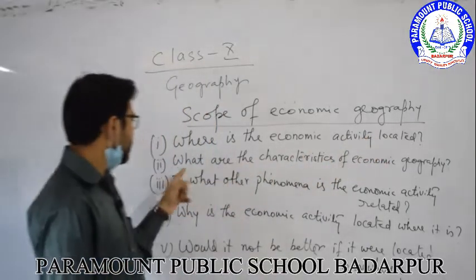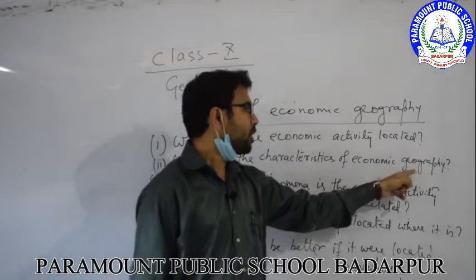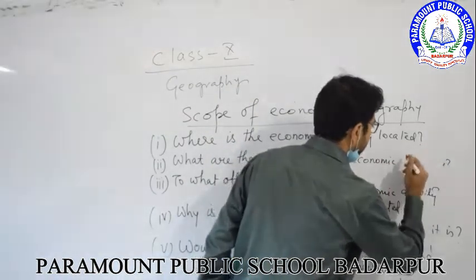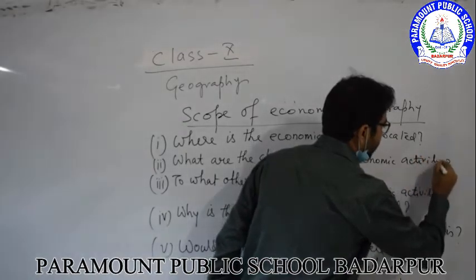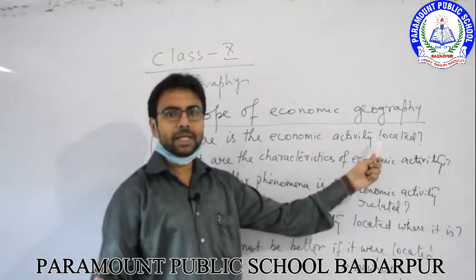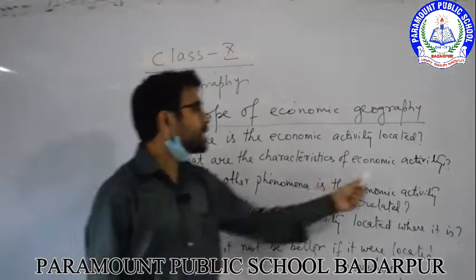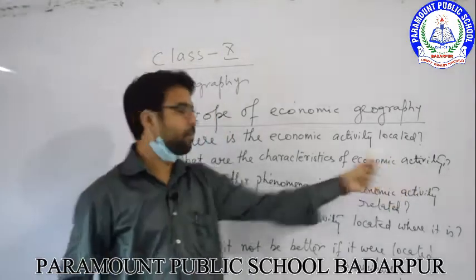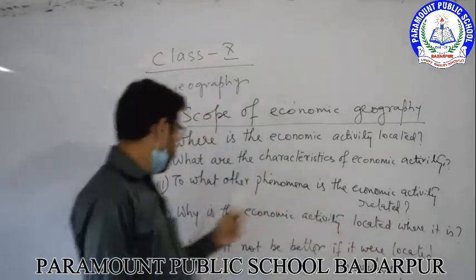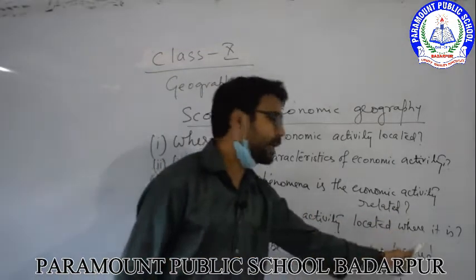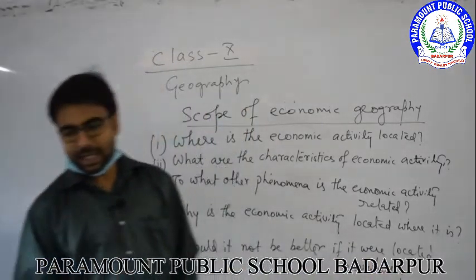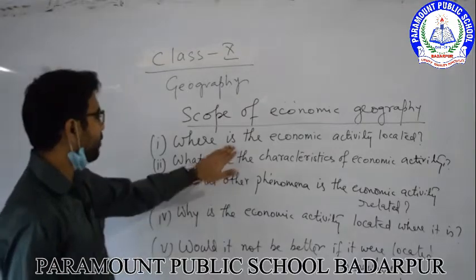Second question, what are the characteristics of the economic activity, not geography but economic activity. First question is, where is the economic activity taking place? Second question is, what are the characteristics of that economic activity? Third question is, to what other phenomena is the economic activity related? Fourth question is, why is the economic activity located where it is? And fifth one is, would it not be better if it were located elsewhere? These are the 5 questions. Now let me explain to you one by one.